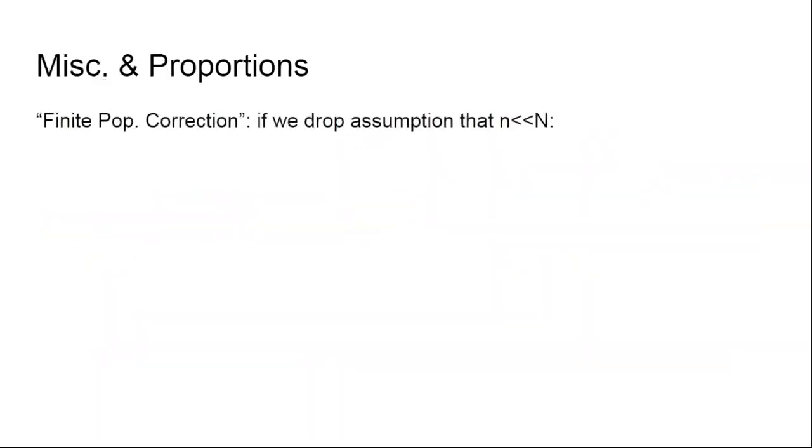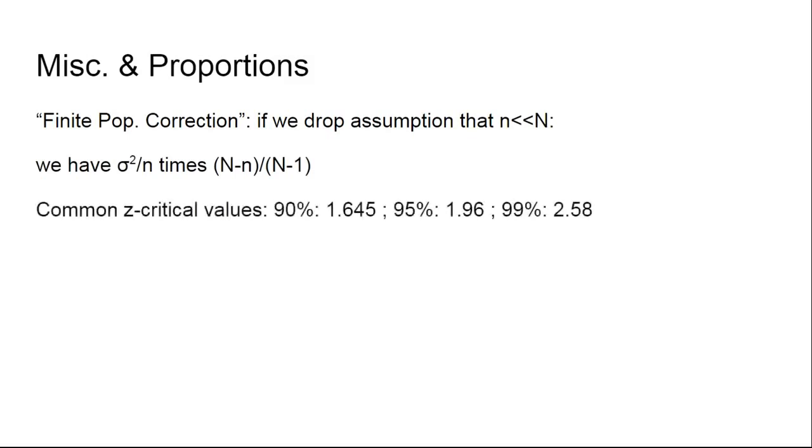If we drop the assumption that the sample n is much smaller than population n, we use the finite population correction. This involves multiplying sigma squared divided by n by the population n minus the sample n over population n minus 1. Note that some common z-critical values are as follows.